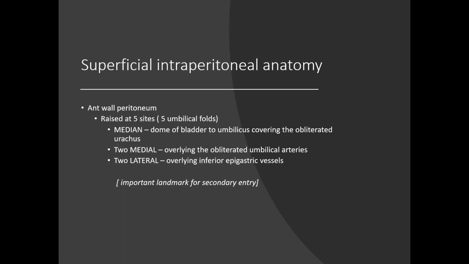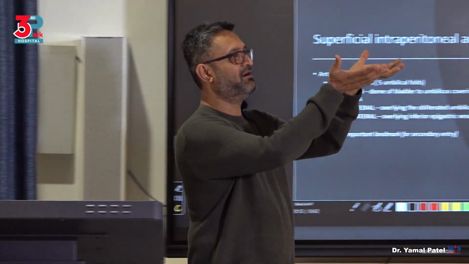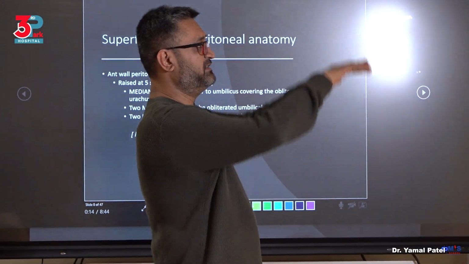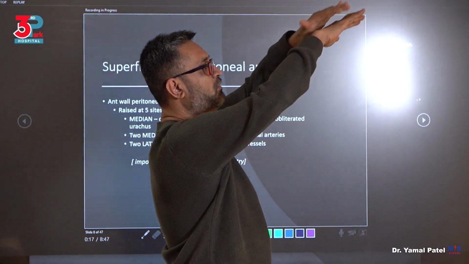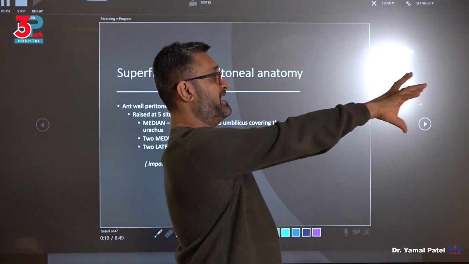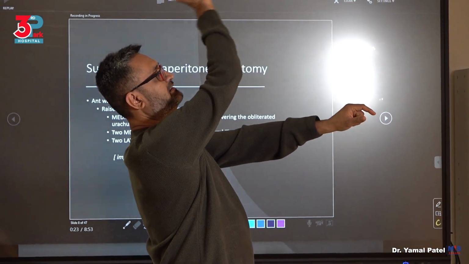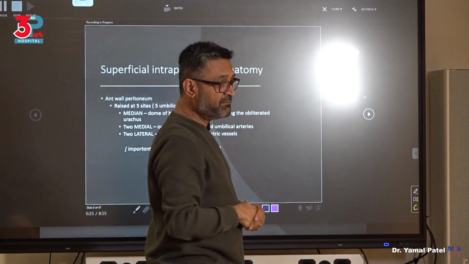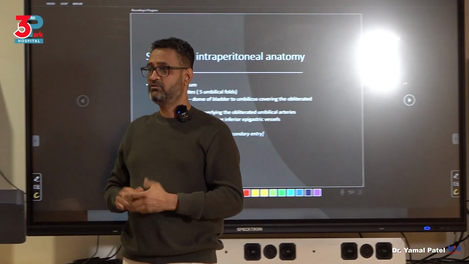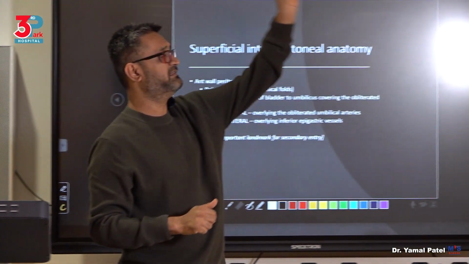When we go intraperitoneal after the initial entry, we have what is called the superficial intraperitoneal anatomy. So on the anterior wall, now I'm in the abdominal cavity, we have the anterior abdominal wall. On the anterior abdominal wall, we have the bladder in front there. From the bladder, you will see a band-like structure that comes up from the dome. It's called the urachus. The urachus in the early stages is presented that way.